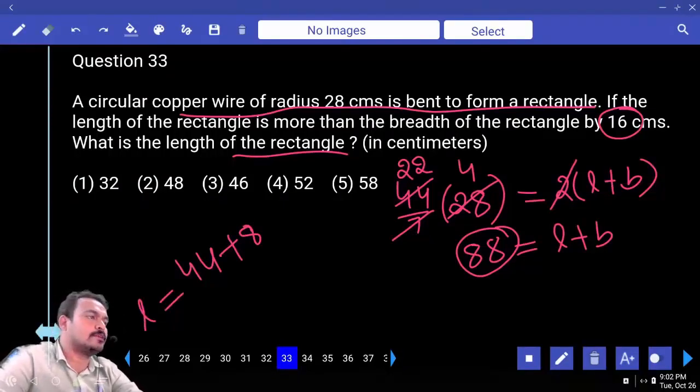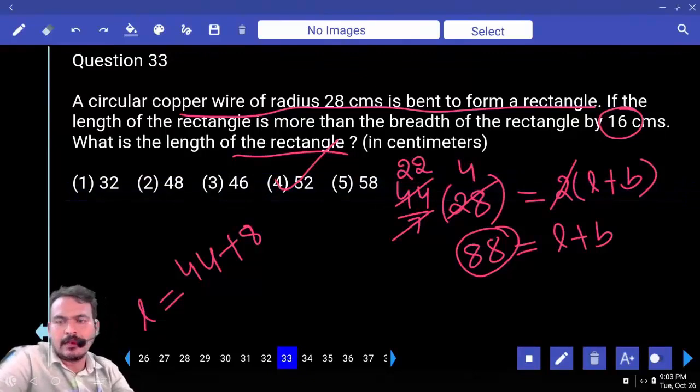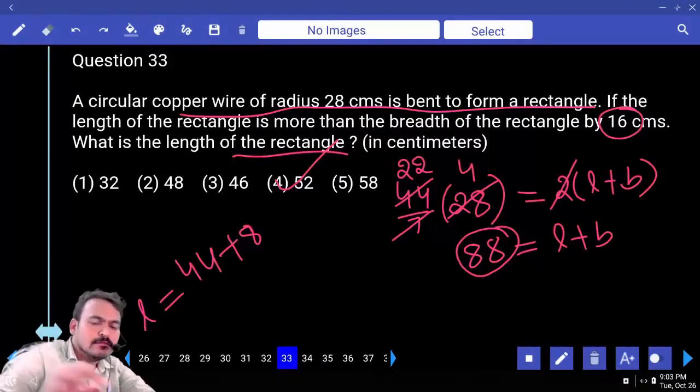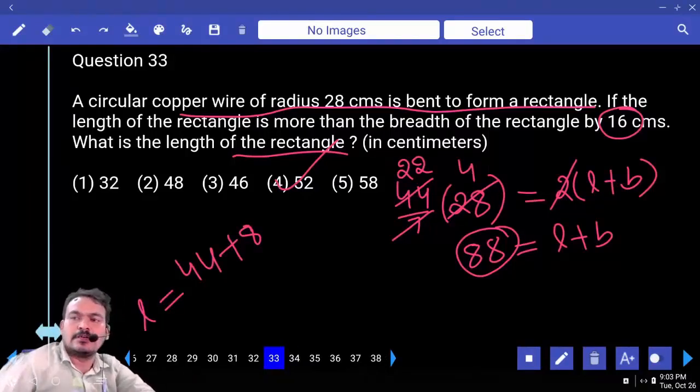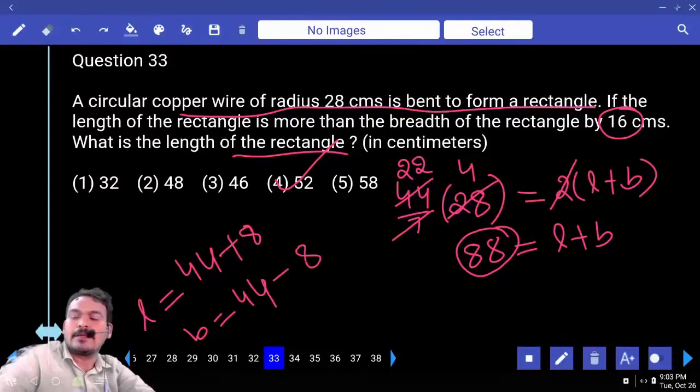What is the half of the 88? 44. What is the half of the 16? 8. 44 plus 8, 52. That value is the length of which one? Rectangle. Two values are adding, we get how much value? 88. But two values are subtracting, we get the 16. Solving those two, we get the length, breadth values, or else half of the 88 and half of the 16. Next, answer is 52 or 46? 52. Suppose we required breadth value, means we write 44 minus 8 or plus 8?